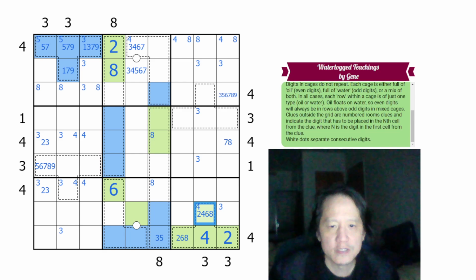Which means this is 6 or 8, and this is 6 or 8. So 4 cannot be here. So 4 is one of these two, 4 is one of these two. 3 is one of these two, 3 is one of these two.